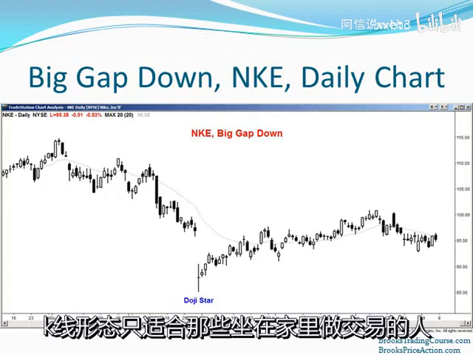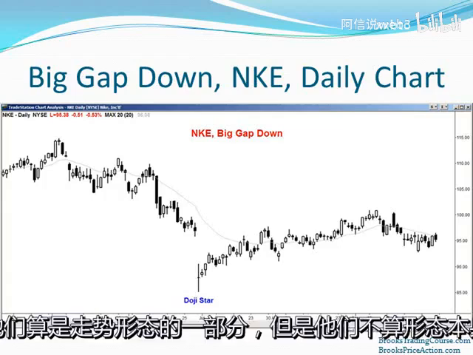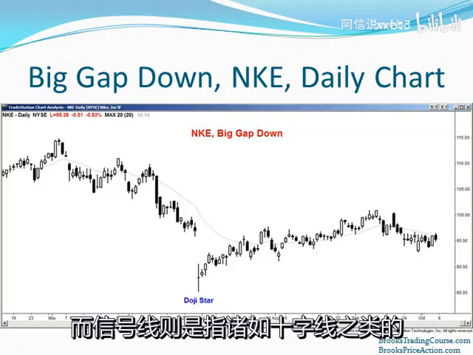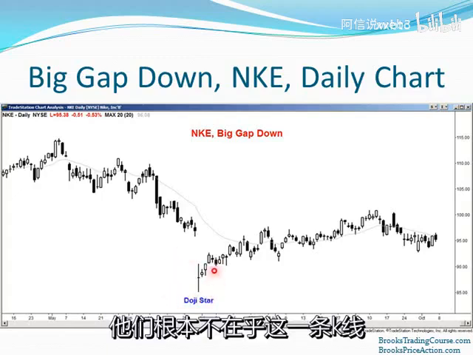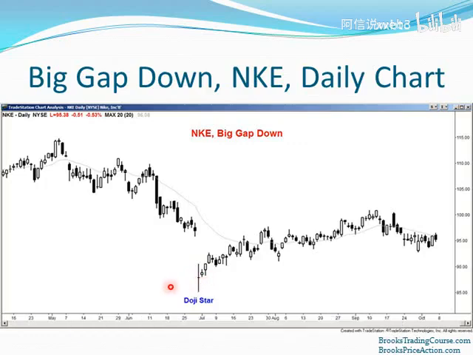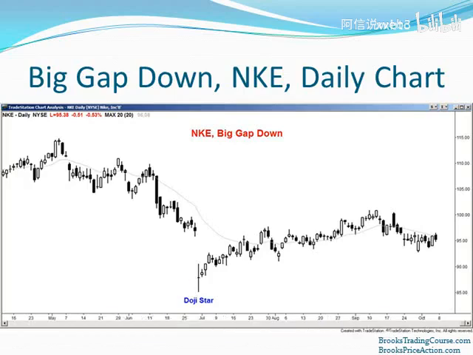Candlestick patterns are for home traders, people like you and me, and they're part of the setup, but they're not the setup. The setup is the support and the resistance, all the stuff to the left. The signal bar is the doji pattern, but the reality is most institutions are placing bets and they're totally ignoring this bar. They don't care. They just are interested in whether or not the market is down to a support level. And then they place a bet. They take a chance.